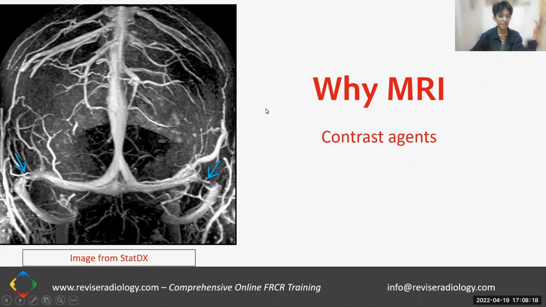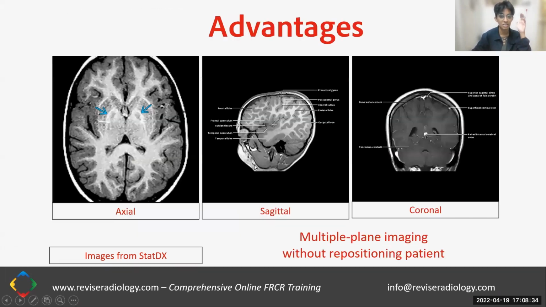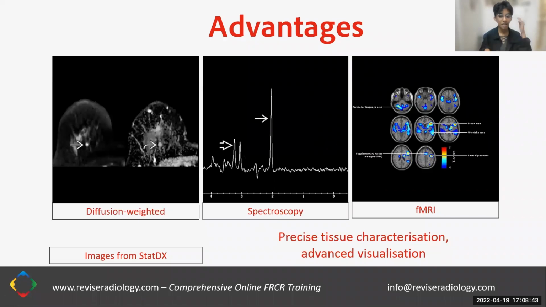Another important factor of MRI is that in many types of examinations, there's no need to administer a contrast agent. So that's less invasive for the patient. There's less chance of allergic reactions or other kinds of problems that arise from the contrast agent itself. Another advantage of MRI is that you can get multiple plane imaging without repositioning the patient. You can get precise tissue characterization and advanced visualization techniques. Some of the examples I've given here are diffusion weighted imaging, spectroscopy, and functional MRI.